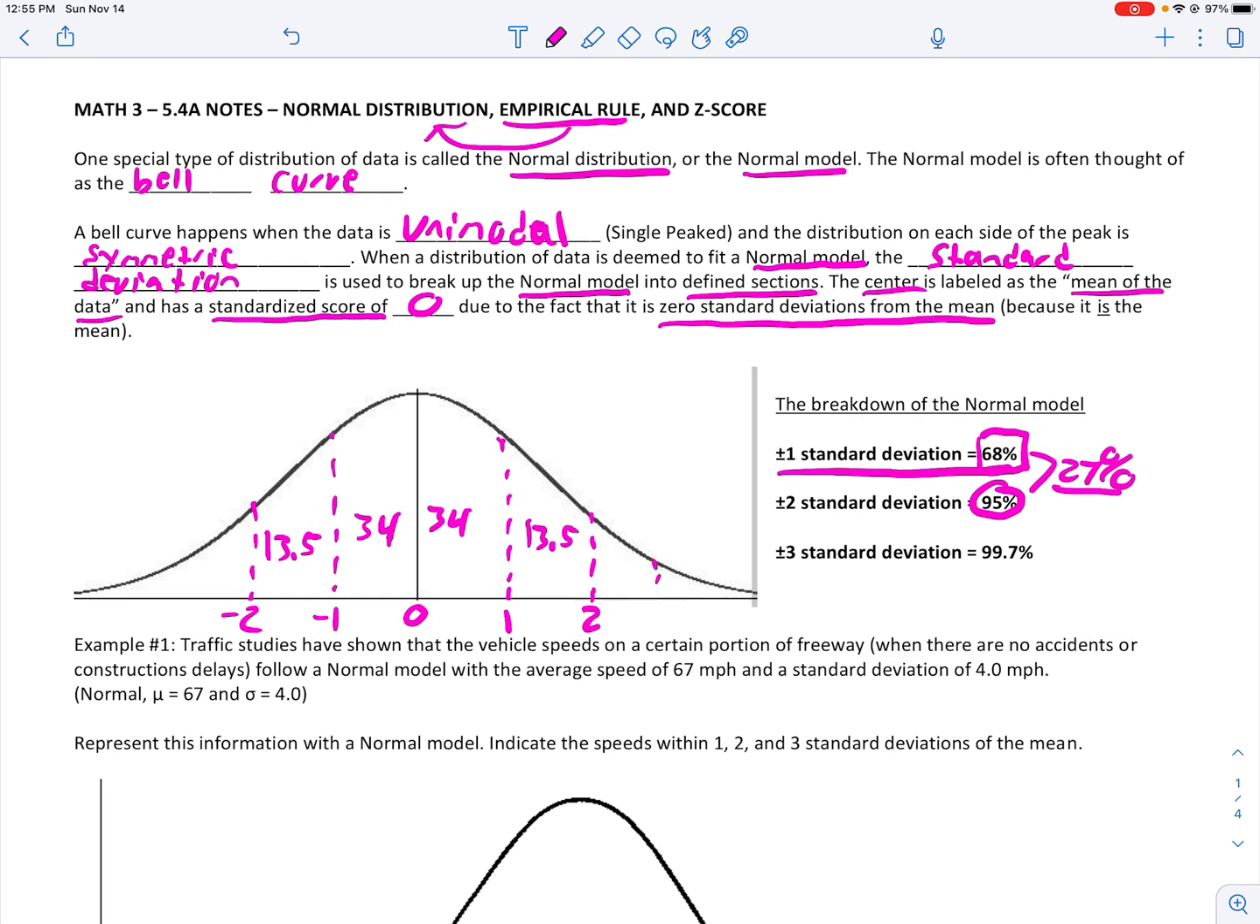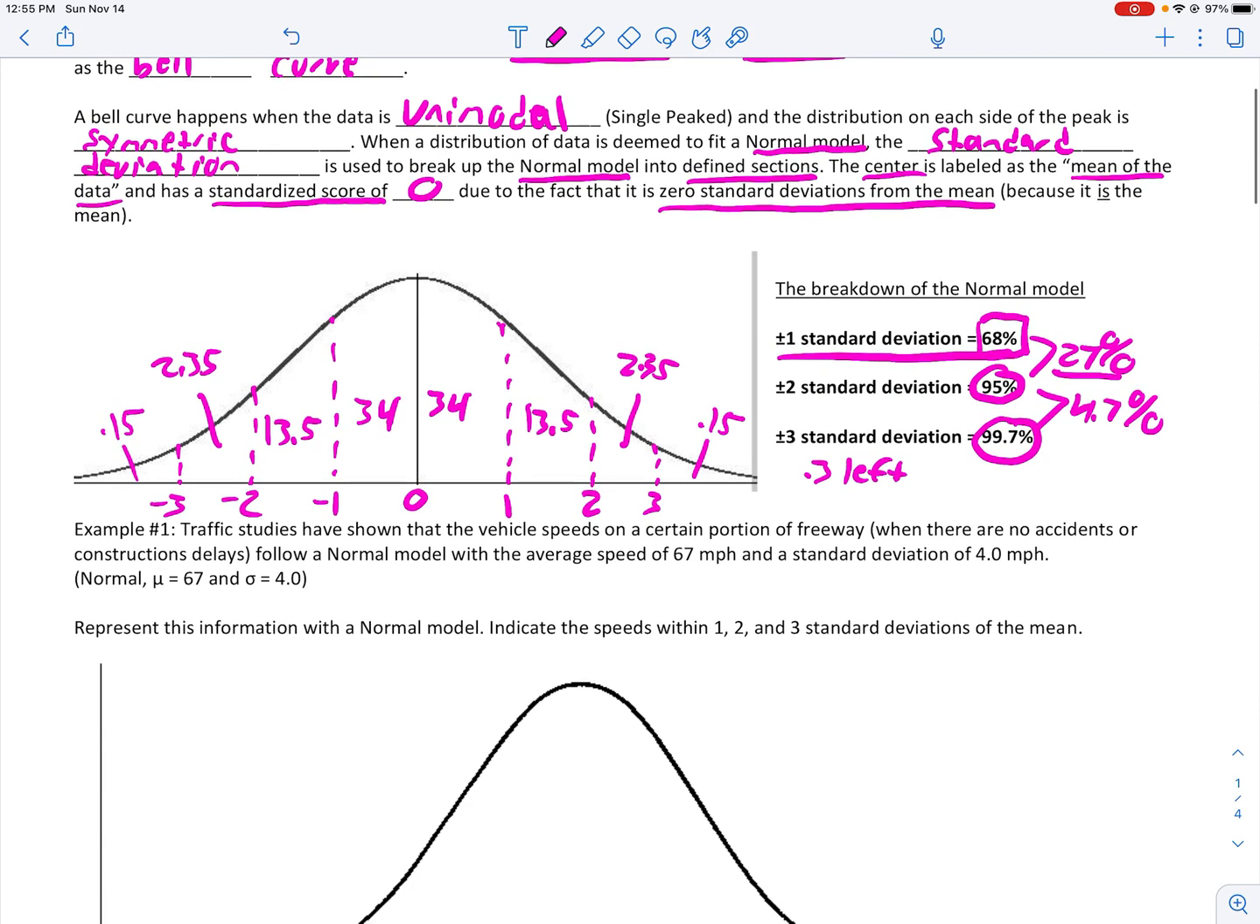And then if you're within 3 standard deviations of the mean, so negative 3 to 3, that's 99.7%. So that's a 4.7% increase. So that means this would be 2.35, and this 2.35. So how much is left? Because this is supposed to be 100% of the data. So what's left is 0.3. So then this would be 0.15, and this 0.15, because half of 0.3 is 0.15.